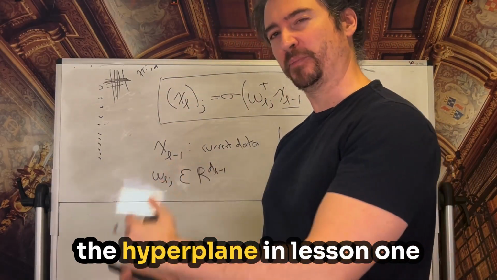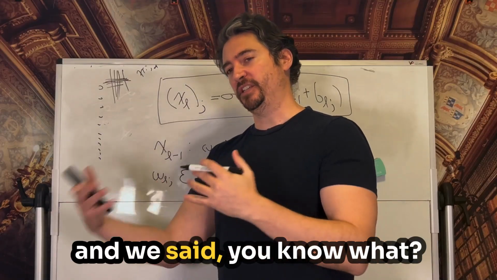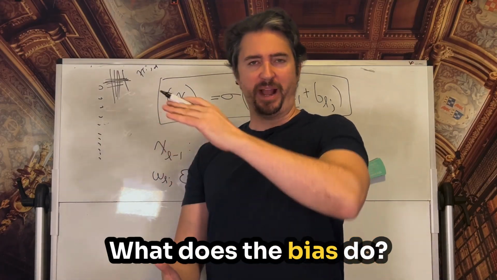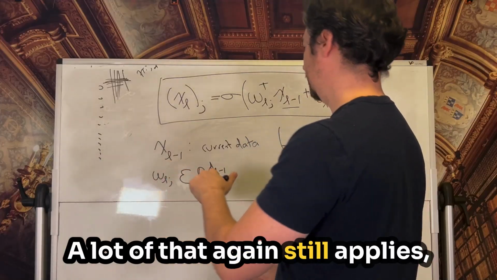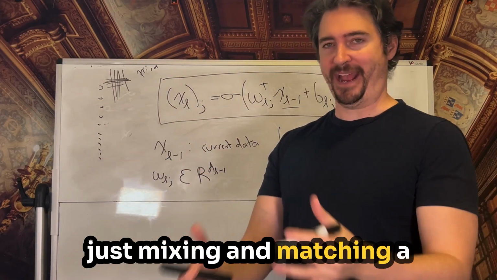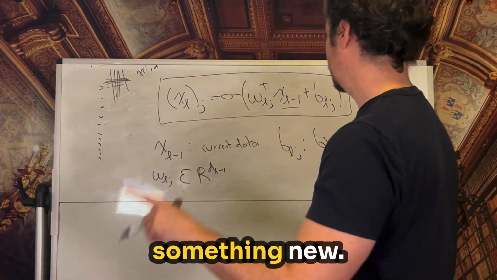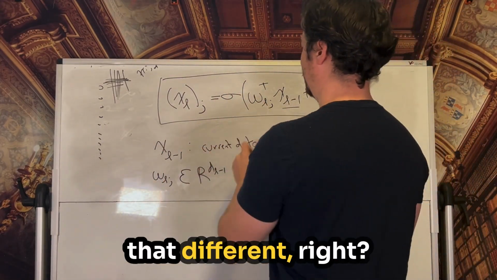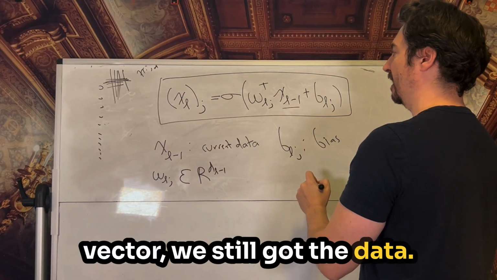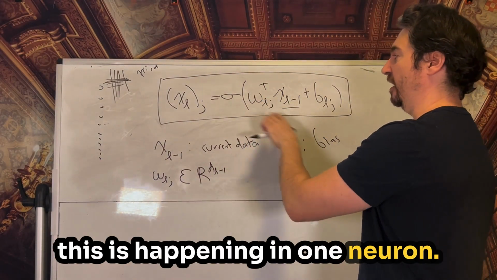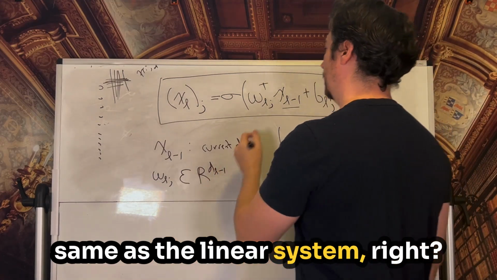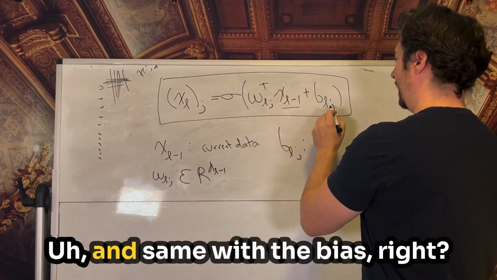Remember we talked about the hyperplane in lesson 1, and we asked what the bias does? We talked about tilting and rotating hyperplanes. A lot of that still applies. Just mixing and matching a ton of different things here. And then we've got something new. All this is not really that different. We set out a weight vector, we set out the data, we're just saying which layer it came from, and we're saying this is happening in one neuron. Other than that, it's still the same as the linear system, and the same with the bias.